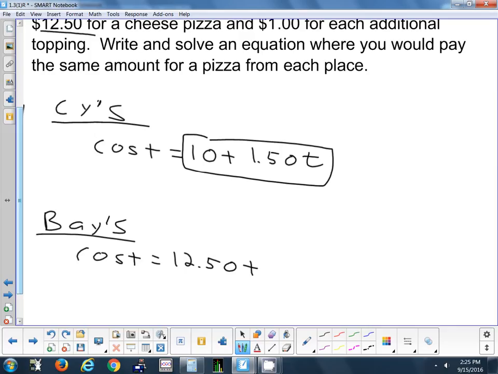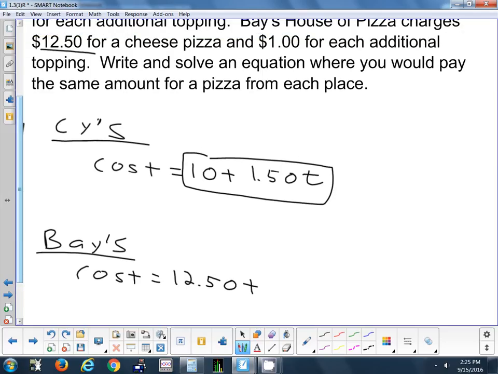How do I represent the cost for the toppings? How much are the toppings at Bay's? $1? So how am I going to represent that? Because it's $1 for every topping you get. Yeah, 1.00T. You pay $1 times how many toppings you get. If you get 8 toppings, you pay $8 in toppings, plus $12.50 for the pizza. That's the cost at Bay's.